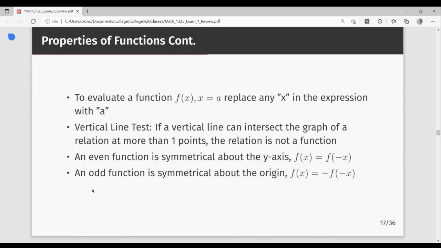Vertical line test, we're just testing if a relation is not a function. And what it really means is we want each x value to have a unique y value, right? And we'll see a couple of examples of where a relation is not a function in a bit.